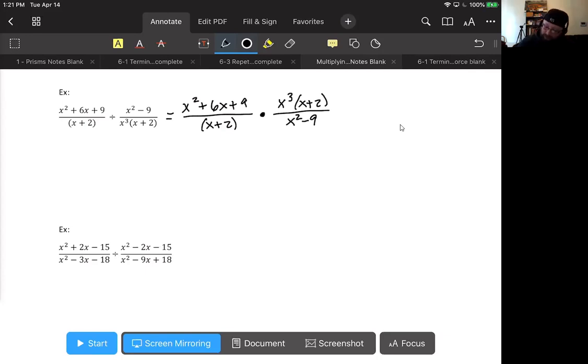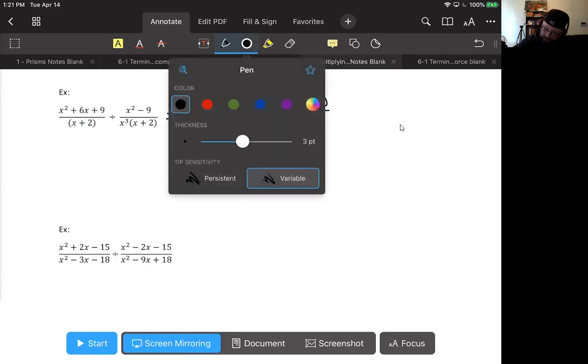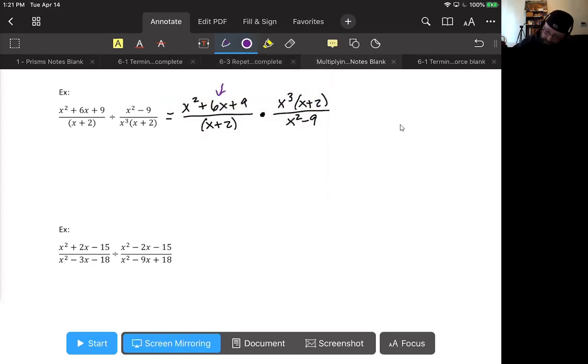Now we're going to go in and factor everything. So our first trinomial here is just a basic trinomial with a equal to 1. Which means we're looking for two factors that multiply to 9 and add to 6. That would be x plus 3 and x plus 3. And yes, you may write that as x plus 3 quantity squared if you like. The bottom cannot be factored, so we just leave it alone, x plus 2.